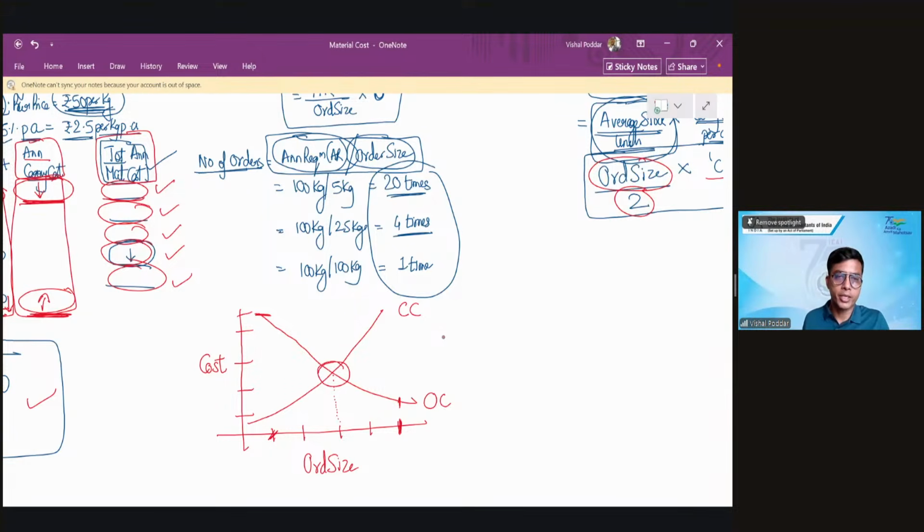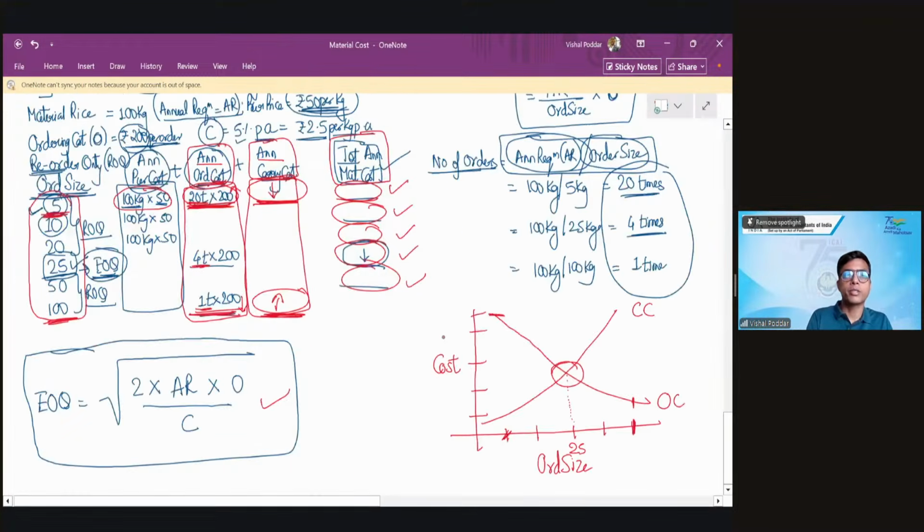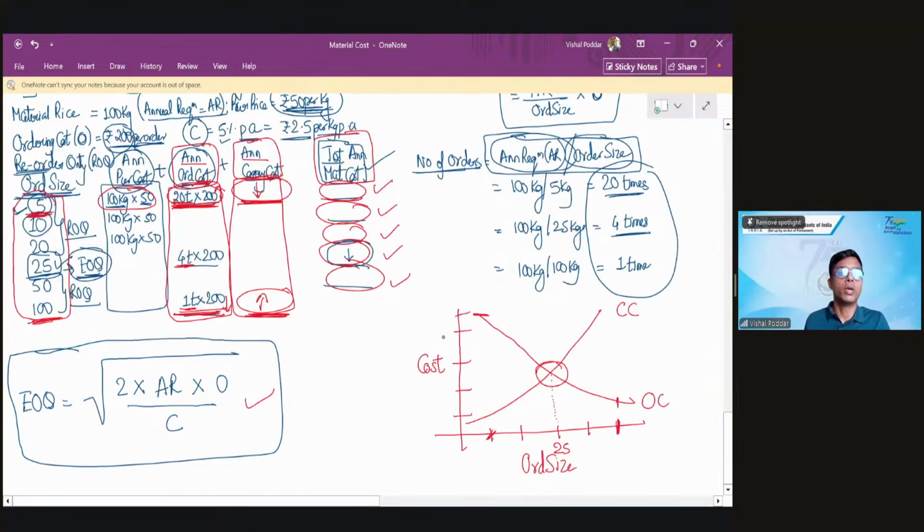And this intersection, let us say, is happening at 25 units order size. So 25 is EOQ. But for this intersection, either you have to prepare a graph, which is again very time consuming, or you can get this answer through this formula of EOQ. But how is this formula of EOQ derived? That is what we will study in the next class. And in the next class, we will solve the sums on EOQ.